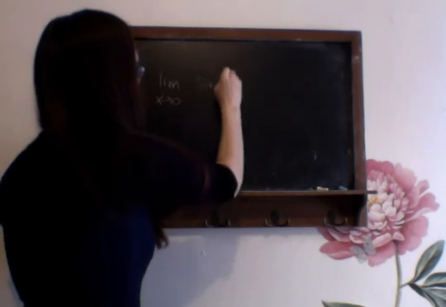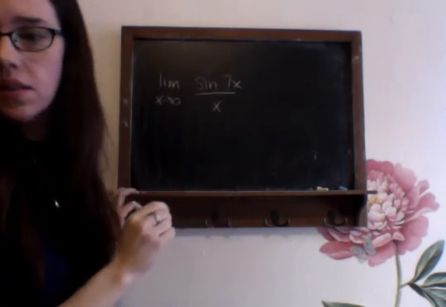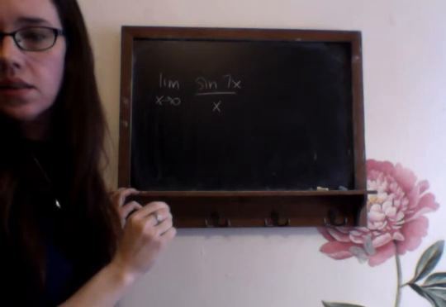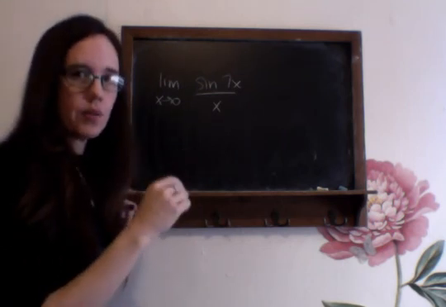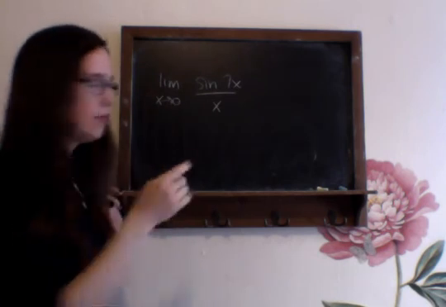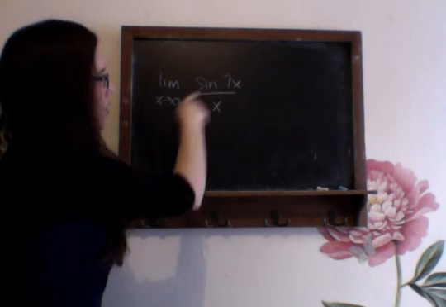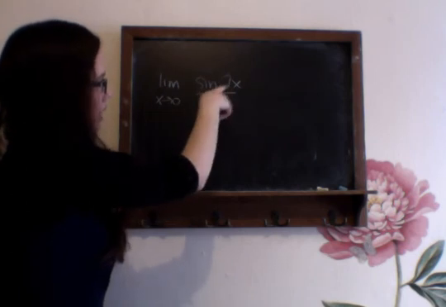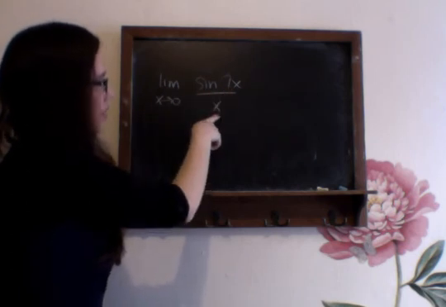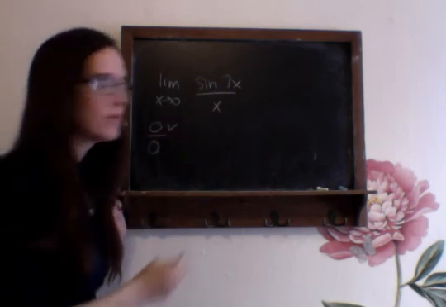Sine of 7x over x. Okay, this one's similar to the other one. So first check if I can use the rule, or just try and find the limit. The first step is always to try and plug in the limit value. So sine of 7 times 0. Sine of 0 is 0, and the denominator is also 0. So 0 over 0, we can use L'Hopital's rule.